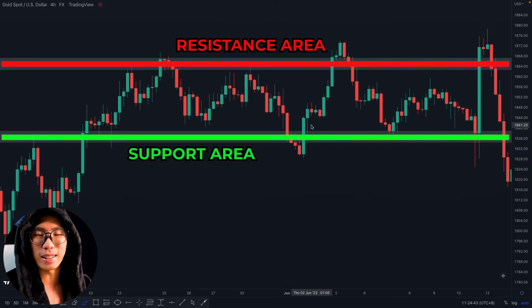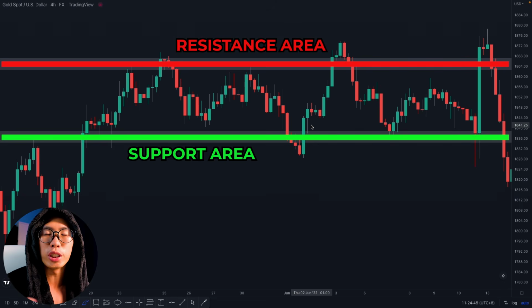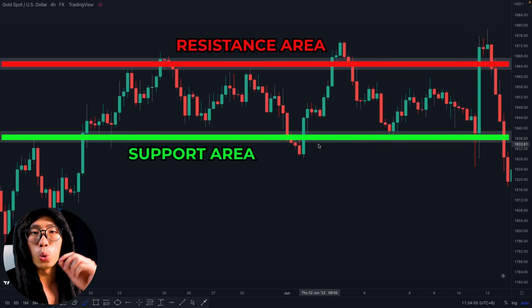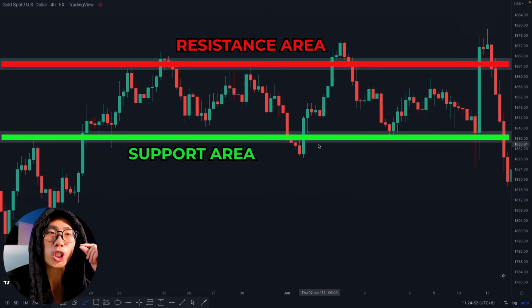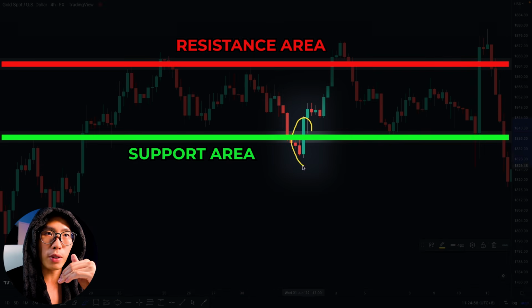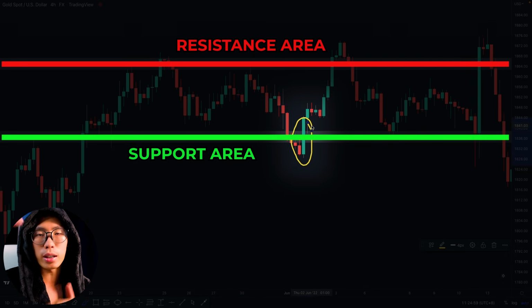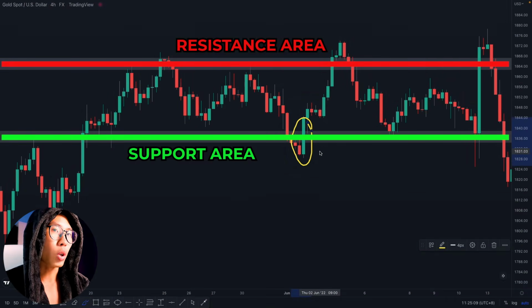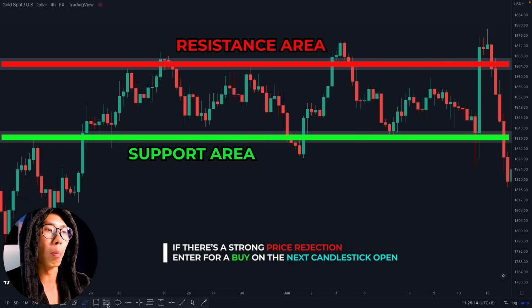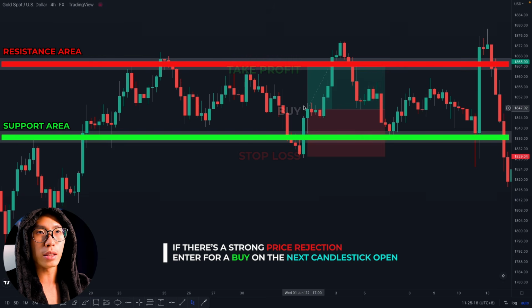And if you recall, this is similar to the second strategy that I just showed you, right? After price breaks through this support level, you want to wait for a strong price rejection that shows you that price is not breaking past this support level, which is what price gave us right here. It gave us this huge green candlestick that tells us that there are a lot of buyers entering for a buy at this support area. So if there's a very strong price rejection like this, then you want to enter for a buy position on the next candlestick open right here.